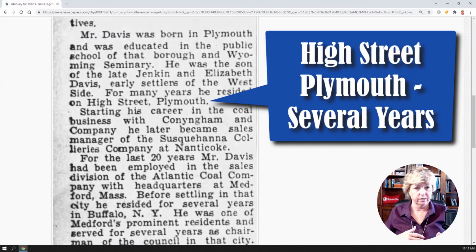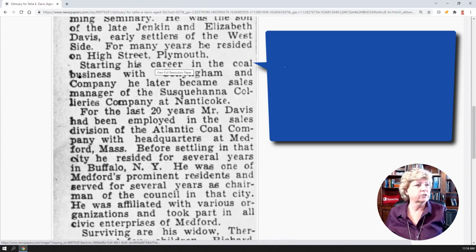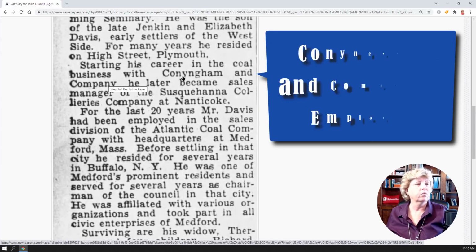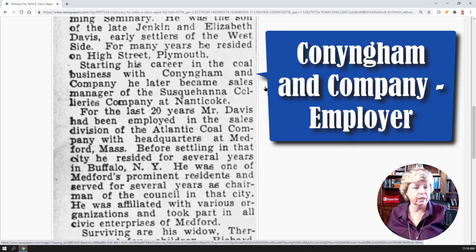Okay, so that was back to Tally, who died. That is a clue that we could look for in census records. Starting his career in the coal business, there's occupational information right there, with Cottingham and Company. Quick Google search of Cottingham and Company. They are still around.